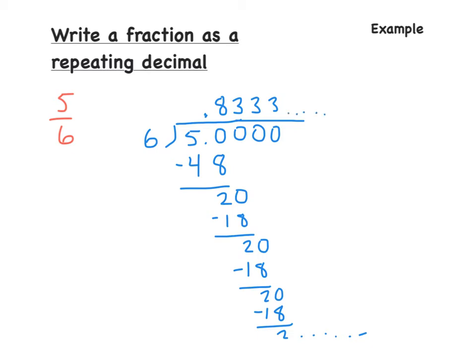This can be written as 0.83 with the bar over top. This is called bar notation. So whenever you have a 0.83 with the bar over top of the 3, this means it is 0.833333, and the 3 repeats the whole time. So 5/6 written as a repeated decimal is 0.83 with the 3 repeating.